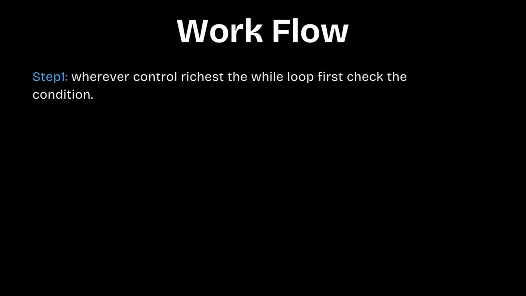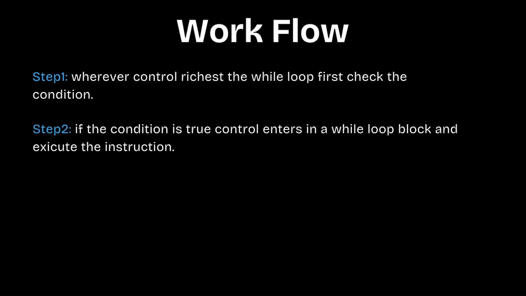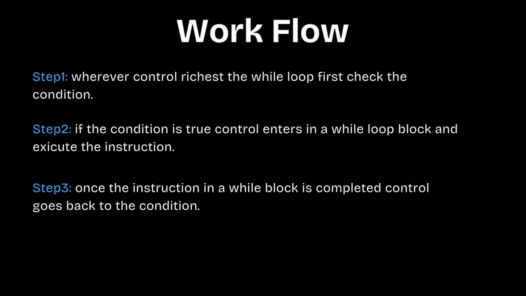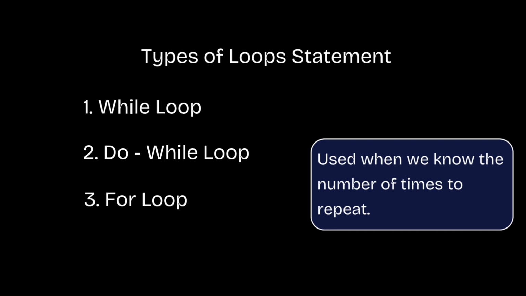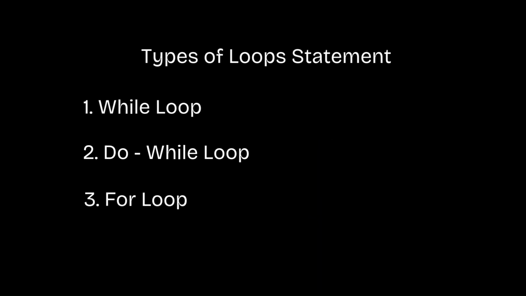The while loop workflow. Step 1: whenever control reaches the while loop, first check the condition. Step 2: if the condition is true, control enters the while loop block and executes the instructions. Step 3: once the instructions in the while loop block are completed, control goes back to the condition. Step 4: Step 2 and Step 3 are repeated until the condition becomes false. Let's take some examples and explore more about this.